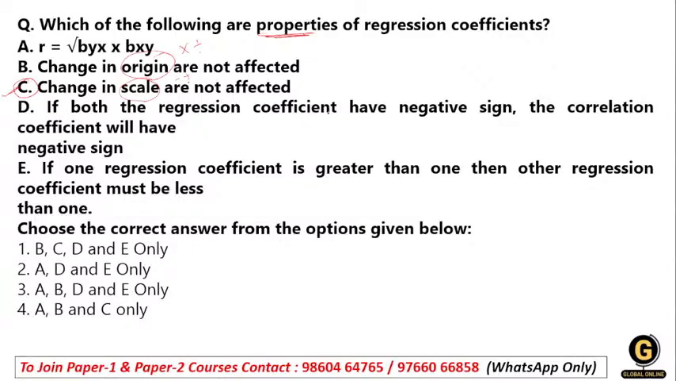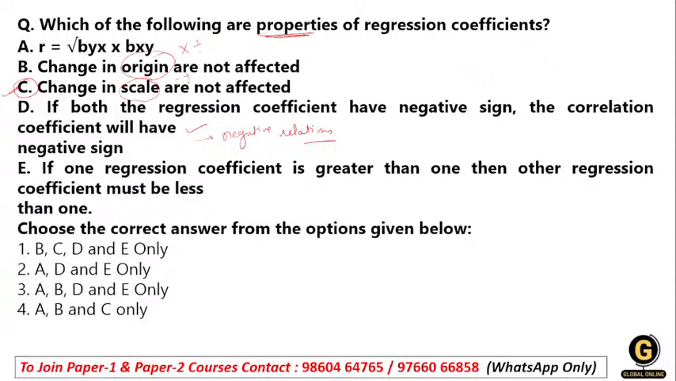So D: if both regression coefficients have a negative sign, the correlation coefficient has a negative sign. Whenever they are talking about the sign of the regression coefficient and the sign of the correlation coefficient, they have a relationship, which means they are connected with each other. So that's why option D will be a right statement. If both the regression coefficients have a negative sign, the correlation coefficient will also be negative. This indicates a negative relationship, isn't it?